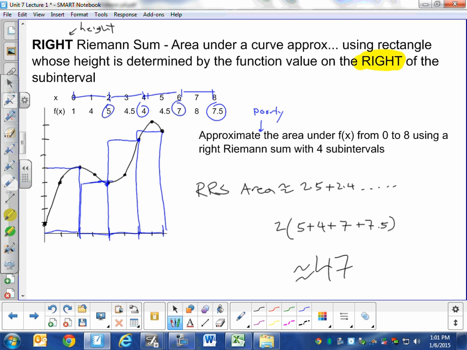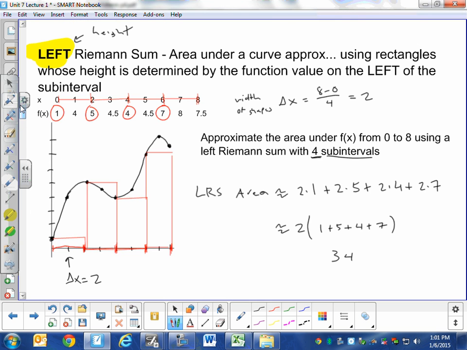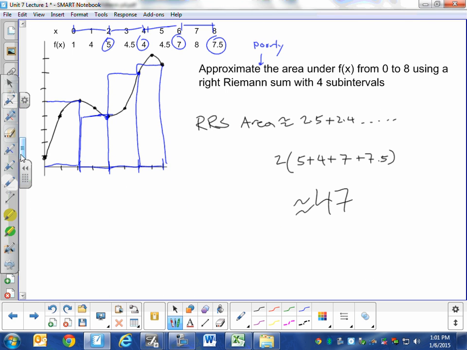So again, it's a poor estimation of your area, but if I had more of these rectangles, it'd be better. The more rectangles I have, the better approximation I get. What we'll see in the future is that this left one would give me a lower bound for the actual area, because we are well under our actual area, mostly because of the area that we're missing here. And this would be an upper bound, because it looks like we have more area than the actual.